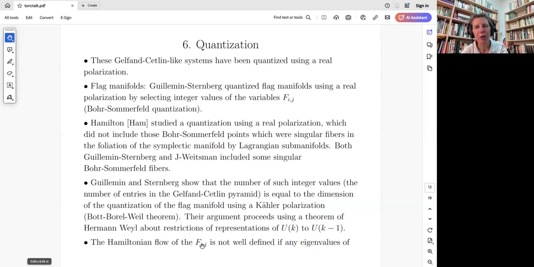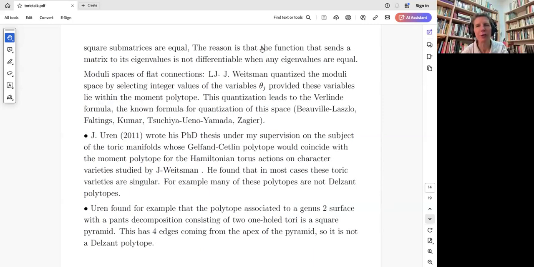The Hamiltonian flow of the F_ij, getting back to flag manifolds, is not well defined if any eigenvalues of the square matrices are equal. The reason is that the function that sends a matrix to its eigenvalues is not differentiable when any of the eigenvalues are equal.